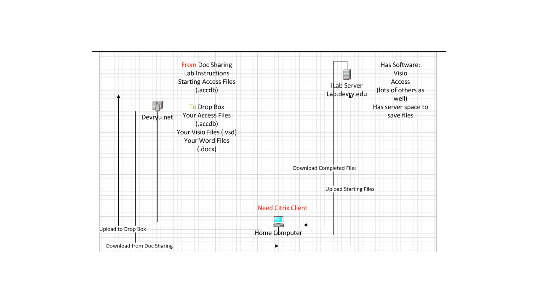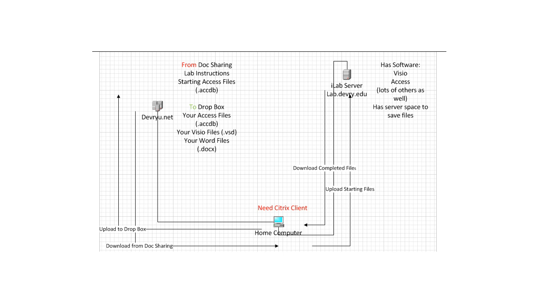Then from there, you'll upload it to the iLab environment, which is at lab.devry.edu. You'll use the software there in the iLab environment. Then you'll reverse the process. You'll save the file to your local computer, and then if it's a lab or something that you're wanting to turn into the Dropbox, you'll go to devryu.net, select the Dropbox, and upload the file from your computer.